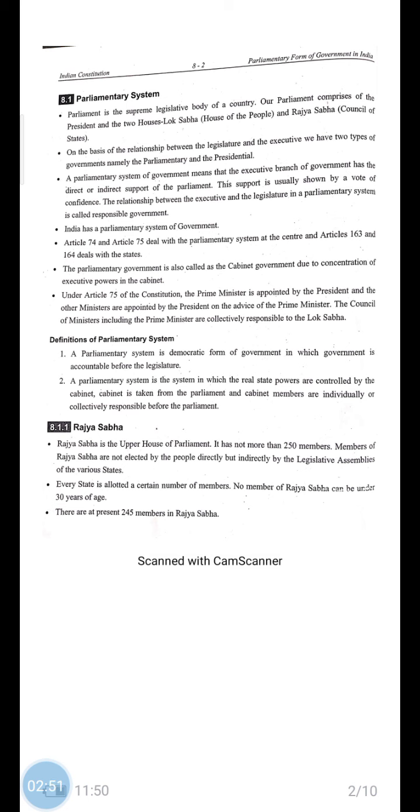The parliamentary government is also called cabinet government due to the concentration of executive powers in the cabinet. Under Article 75 of the Constitution, the Prime Minister is appointed by the President and the other ministers are appointed by the President on the advice of the Prime Minister. The Council of Ministers includes the Prime Minister and is collectively responsible to the Lok Sabha.